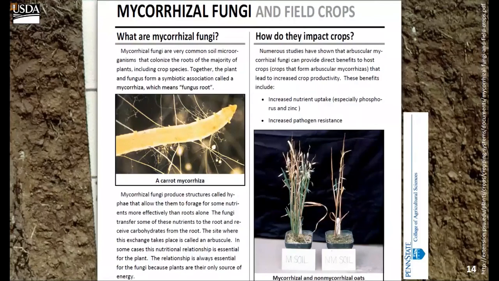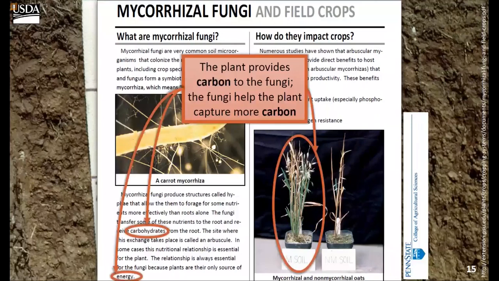And the diagram on the right has two pots side by side of oats. The plant on the left has oats that were planted in a soil inoculated with these mycorrhizal fungi, and on the right, it's plants in a soil that did not have any mycorrhizal fungi in it at all. So you can really see the difference in the production level when you have this microbial environment present in the soil. And again, I just want to bring home, the plant is providing carbohydrates to the fungi. That's the source of energy for the fungi. The fungi are grabbing other nutrients to help that plant produce more carbon.